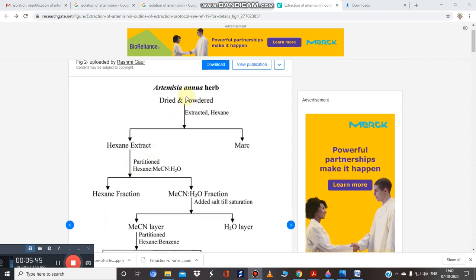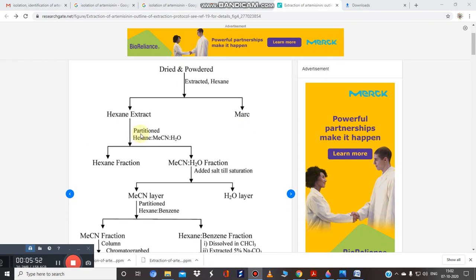First of all, the drug is taken and extracted with hexane. The marc is discarded and the hexane fraction is used. It is again partitioned with the help of a separating funnel. In the separating funnel, we will take the hexane extract, then hexane solvent, then we will use methyl cyanide and water. As hexane is non-polar and water is polar, two layers will be formed. We will focus upon the methyl cyanide and water fraction, because artemisinin is dissolved in this.